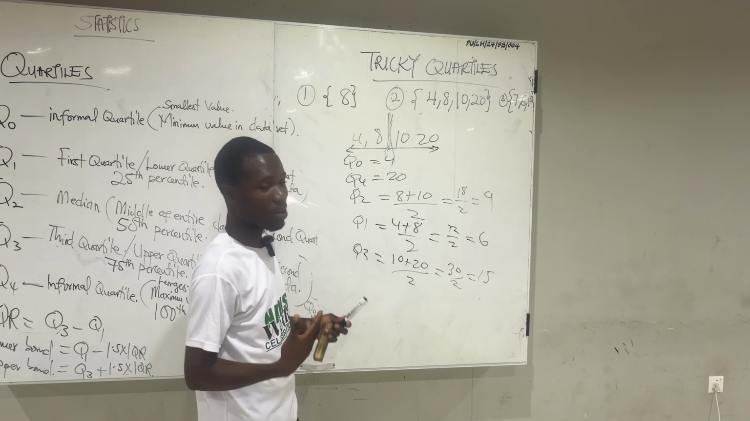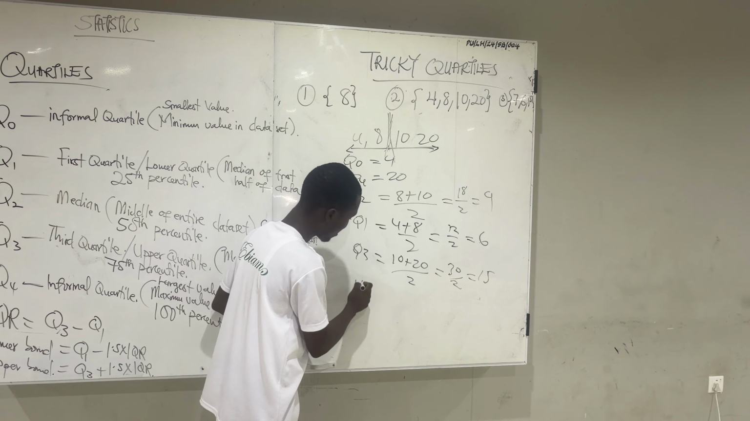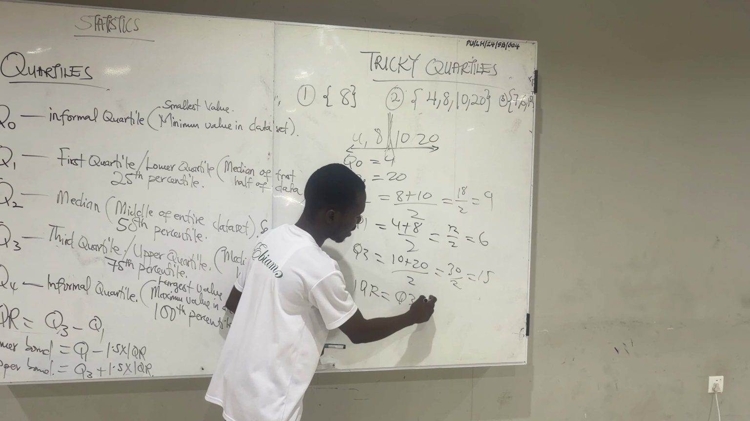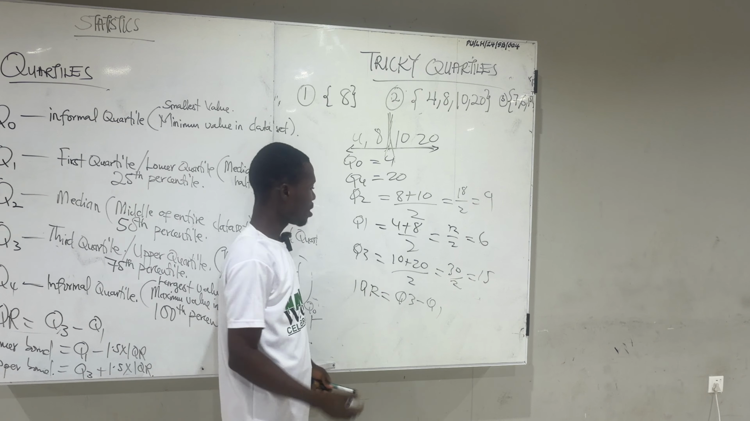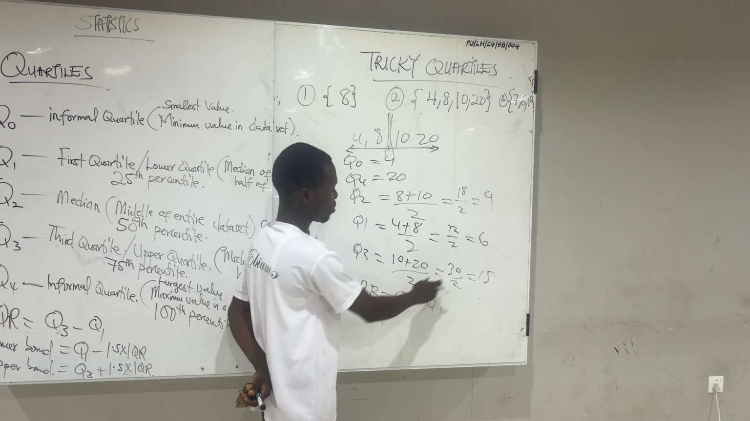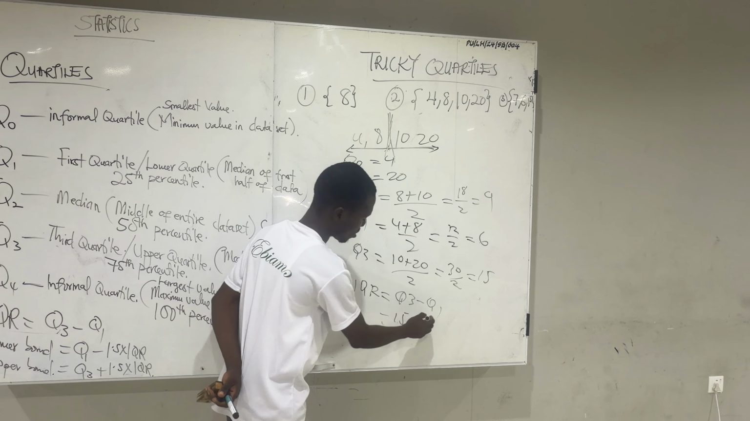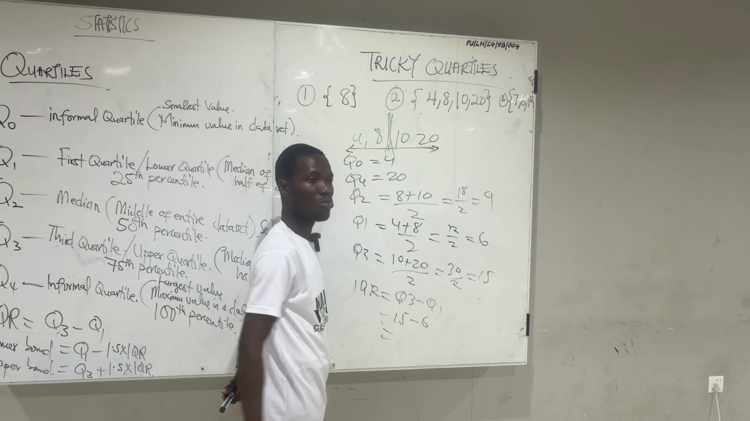And interquartile range is what? Interquartile range is Q3 minus Q1. That means that the Q3 is what? 15 minus Q1, which is what? 6. So our interquartile range will be what? 9.